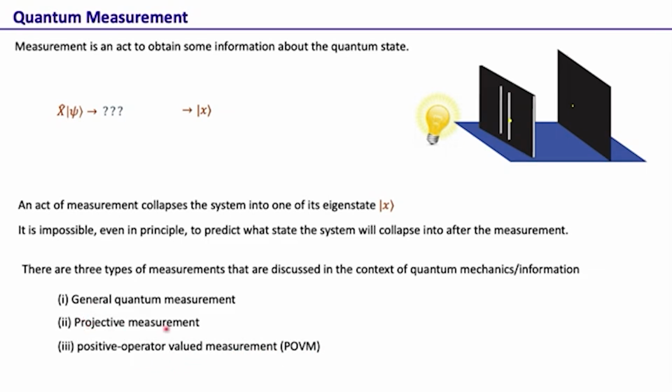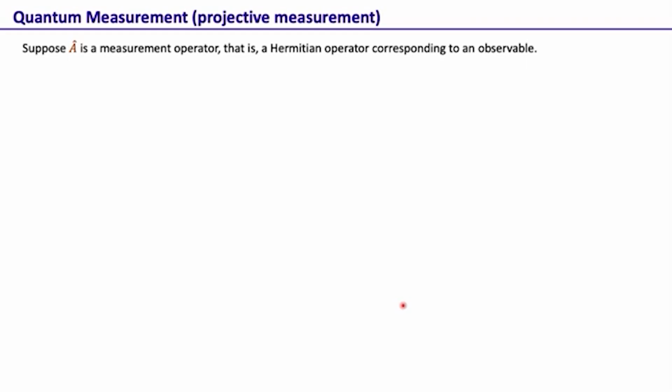This projective measurement is basically a special case of the general quantum measurement, but it is typically what we study in the courses. In this lecture and in this course we will be concentrating only on the projective measurement. But in general, there are these three different types of quantum measurement that are discussed in quantum mechanics and quantum information. Okay, so what are these projective measurements?